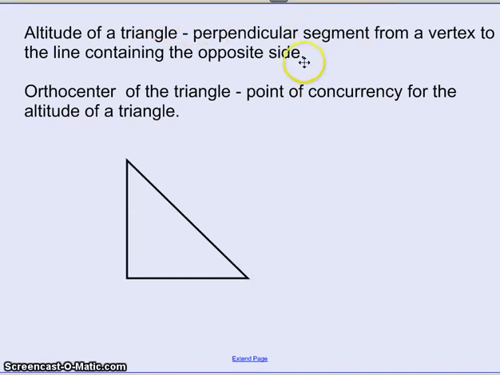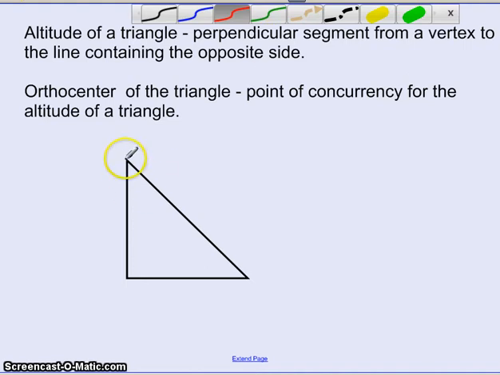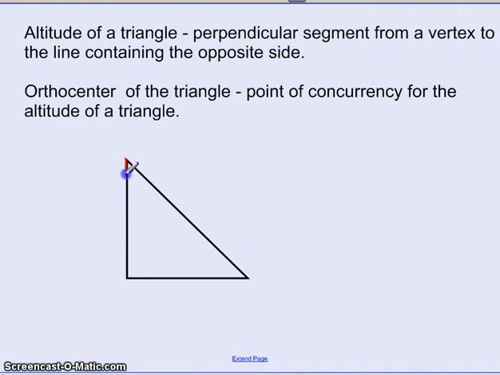Okay, so we're going to have three altitudes in a right triangle. If I start from this vertex and do the perpendicular segment, it's actually going to give me that right angle right there. So this is an altitude, with this being our base. Same thing with this one. If I was to draw the vertices straight perpendicular to this right angle, then this would be an altitude, and we could use this as a base.